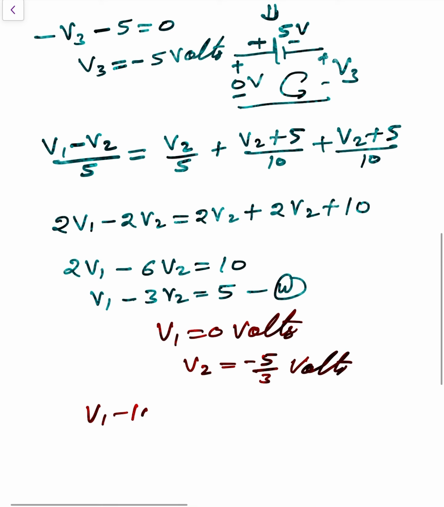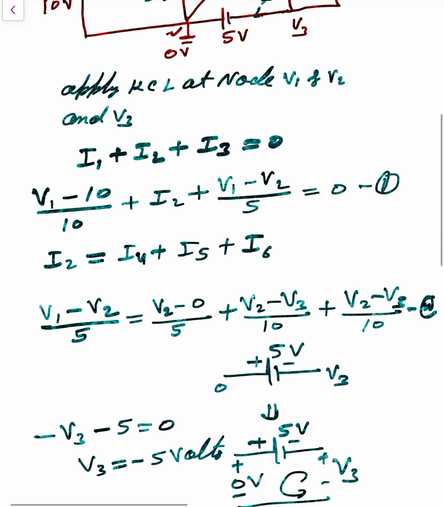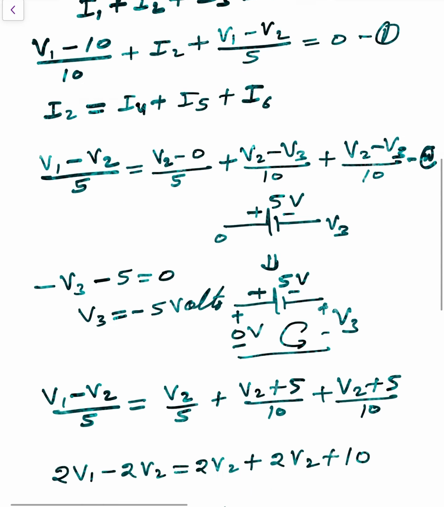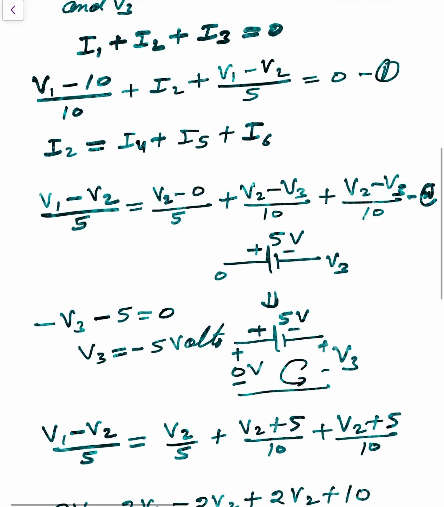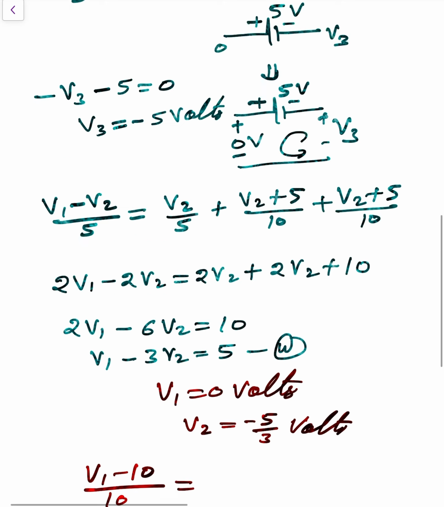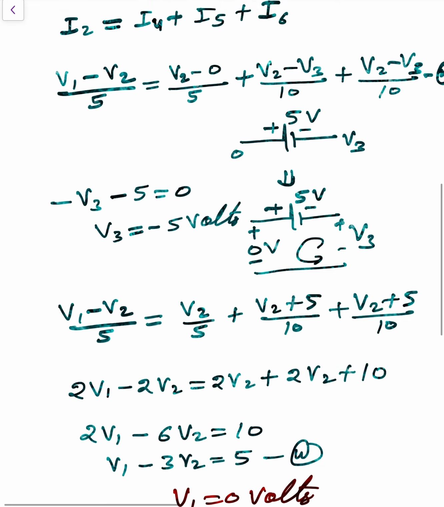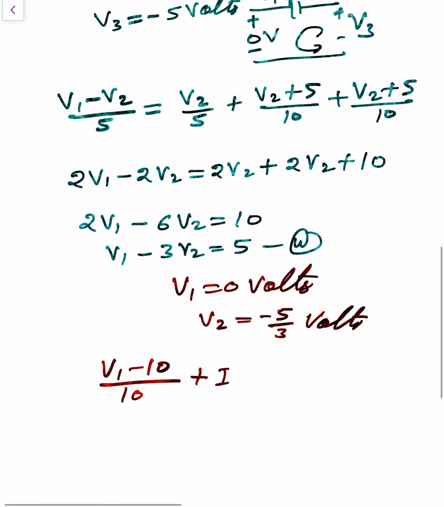That is V1 minus 10 divided by how much? 5. Sorry, V1 minus 10 divided by 10. That is 10. This will equal to, not equal to, plus I2, plus V1 minus V2 divided by 5. This will equal to 0.